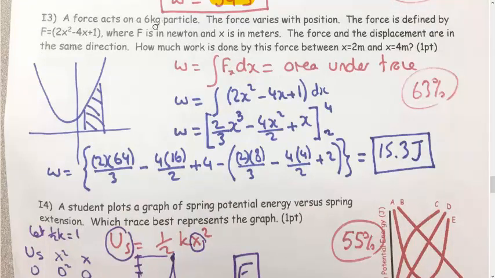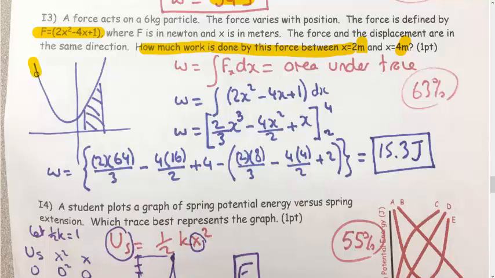Force acts on a 6 kilogram particle. The force varies with position. The force is defined by this equation, where F is in newtons and x is in meters. The force and the displacement are in the same direction, so I don't have to worry about the angle between them. How much work is done by this force between 2 and 4 meters?